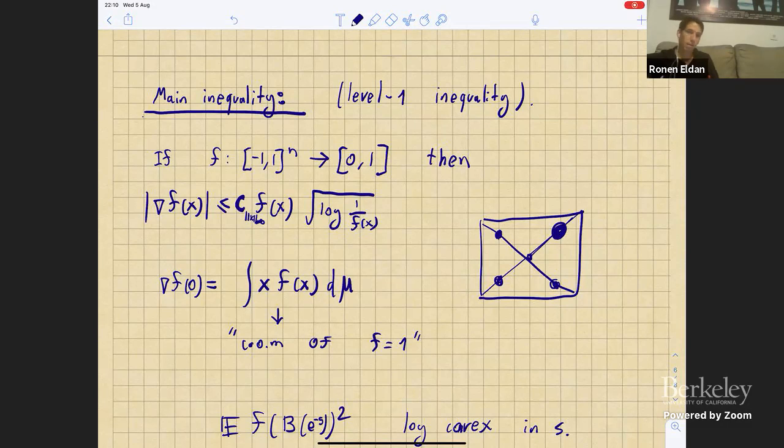And everything we did here also works for biased measures, essentially. So the difference is that you don't start in the origin, but you start in a different place. Yes.